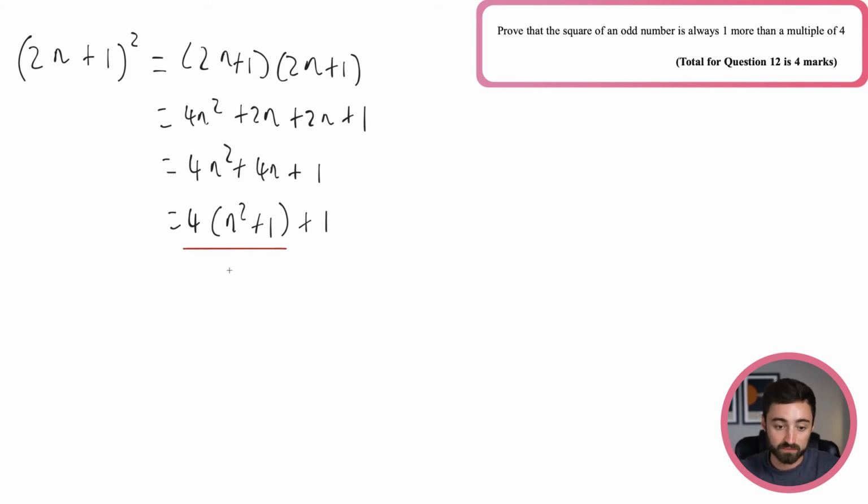So here I've got my multiple of 4, and then I've got plus 1 on the end. So it's going to be some multiple of 4, I don't know what it is, I don't care, plus 1. And it doesn't matter what n is. If n is 1, this is going to work. If n is 467, it's going to work. If n is 14,000,008,000,008, it's going to work. And that is how algebraic proof works.